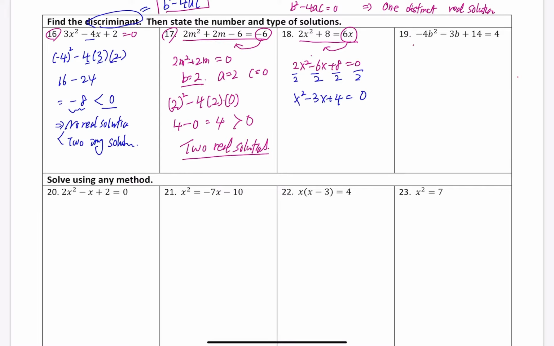And then find the discriminant. Discriminant is b squared minus 4ac. Negative 3 squared minus 4ac. Negative 3 squared is 9. 4 times 1 times 4 is 16. 9 minus 16 is negative 7, right? Negative 7 is less than 0. So no real solutions, or two imaginary.